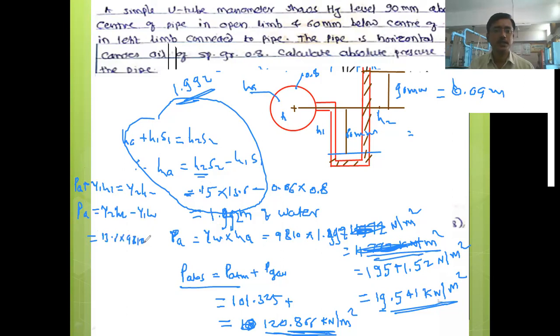Into H2, that is 0.15, minus gamma 1, 0.8 into 9810 into 0.06. Okay, check whether you are getting the same pressure or not. 13.6 into 9810 into 0.15 minus 0.8 into 9810 multiplied by 0.06. Yes, I am getting the same answer. Are you getting the same value or not?